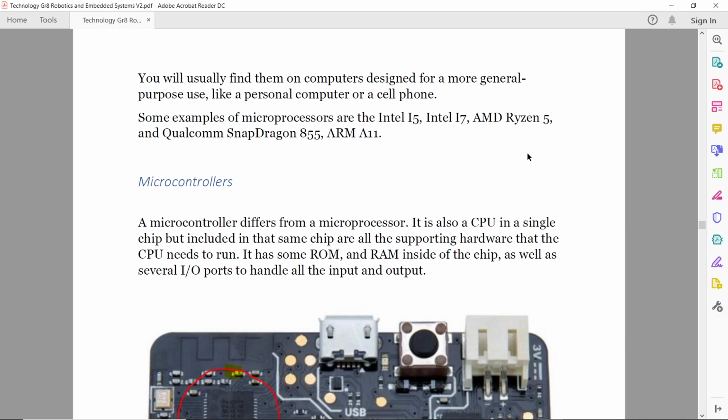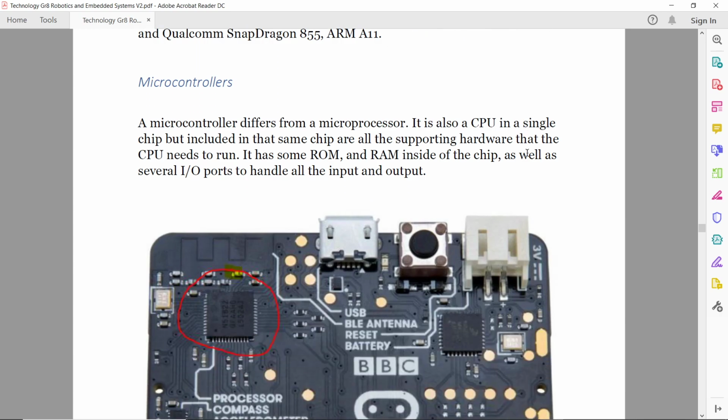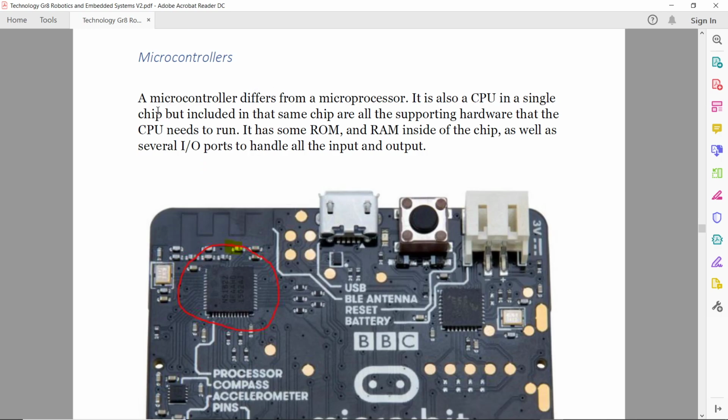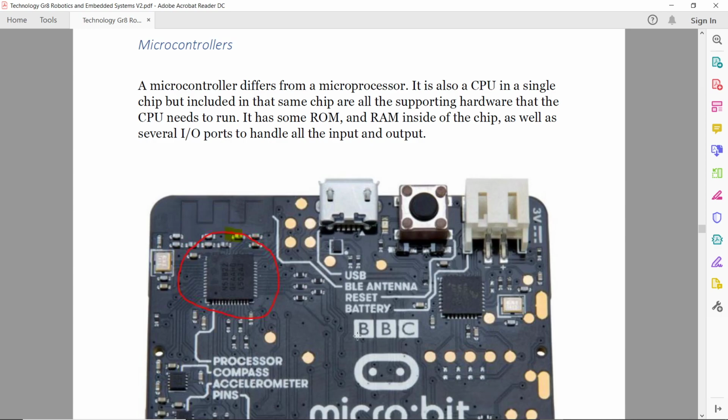So let's have a look at a microcontroller. A microcontroller is a little bit different from a microprocessor. It's also got a CPU in it, and here's one here. I've put this red circle around it here, and this little thing here is called a microbit.